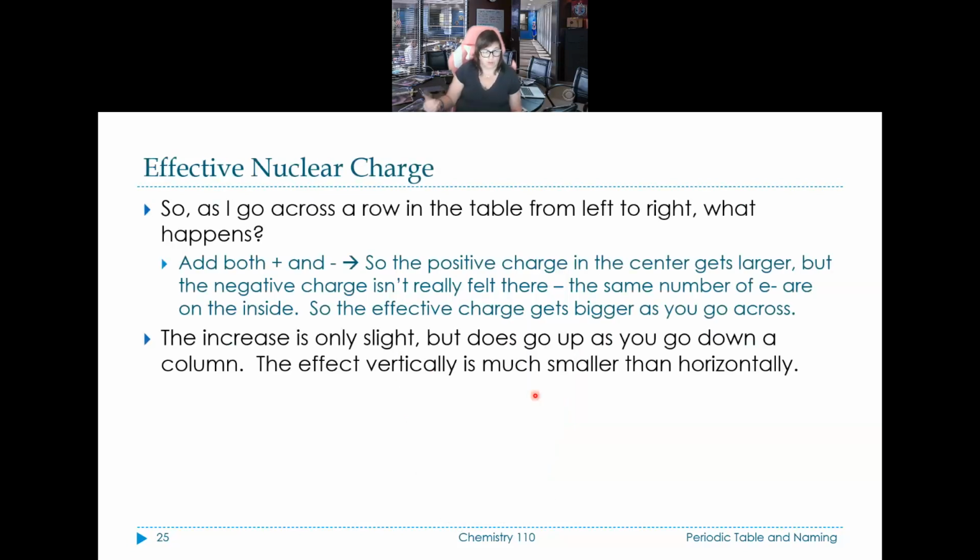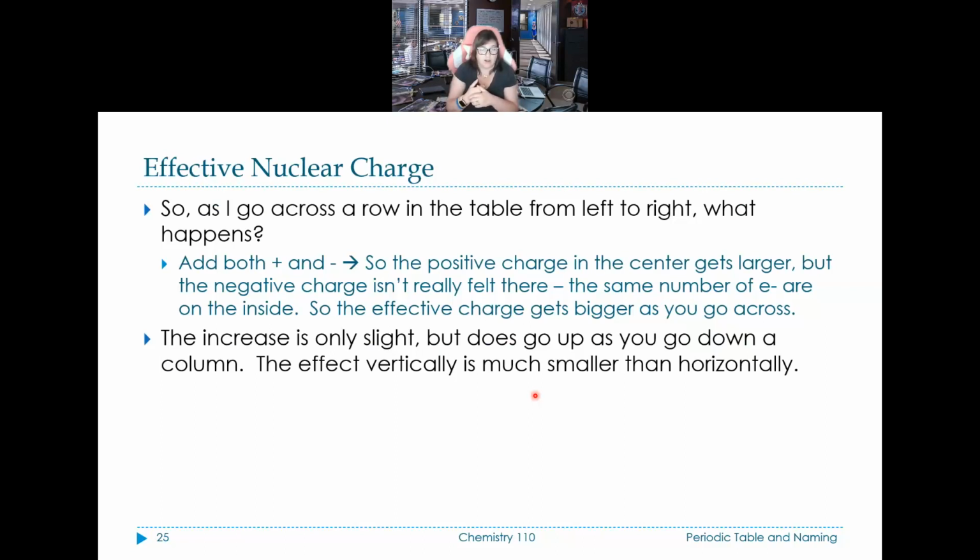So we go across a row in a table from left to right. What happens? Well, I'm adding both a positive in the nucleus, so I'm adding another proton, and a negative in the electrons. So the positive charge in the center gets larger, but the negative charge isn't really felt because I've added one in the same area, but I don't really feel the whole thing. So I have the same number of electrons on the inside and one additional one on the outside.